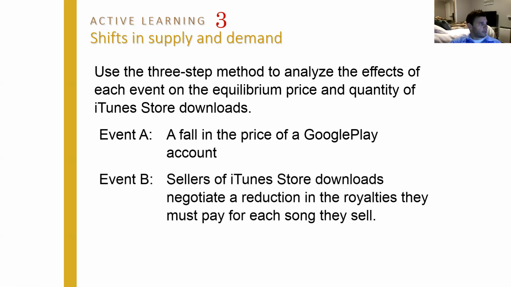Okay, event B that we're going to think about involves the sellers of iTunes store downloads negotiating a reduction in the royalties they must pay for each song they sell. Okay, so hopefully you're thinking about how the royalties play in that scenario, and the royalties actually affect iTunes' ability to sell the goods, so it's a production cost here. And if the royalties have gone down, then we could think about that as a reduction in an input price. Okay, that's making production cheaper. Then we'll consider what happens when both events occur together. Just like the last example we saw, there may be some ambiguities to be concerned with.